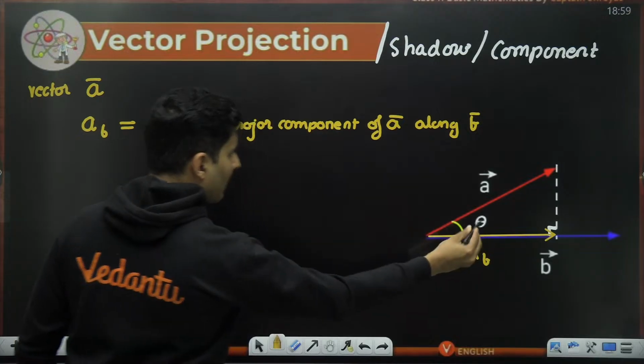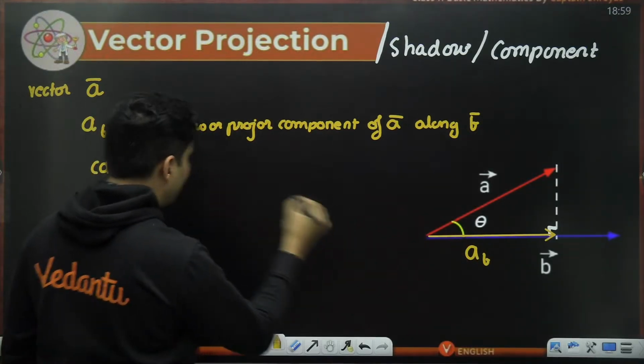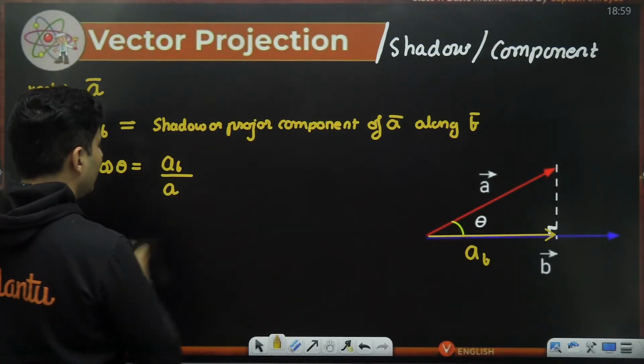It's simple. If you look at the triangle over there, cos theta is the adjacent side, which is AB, divided by the hypotenuse having the length A.